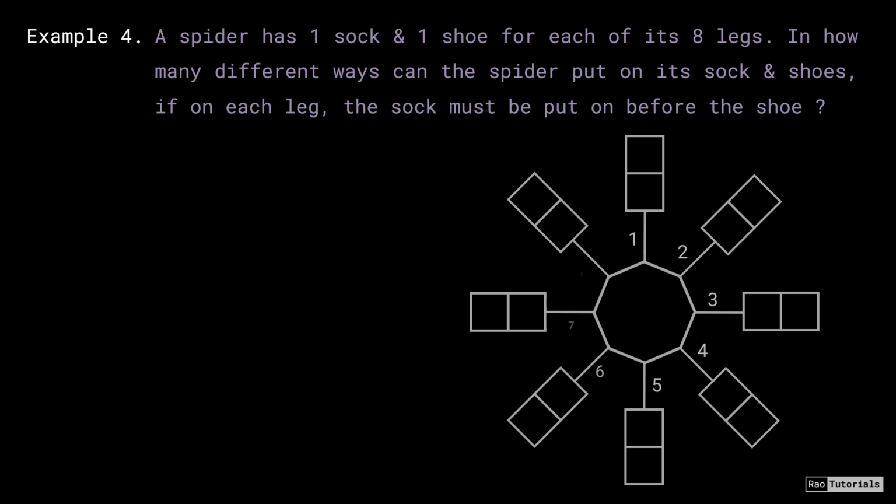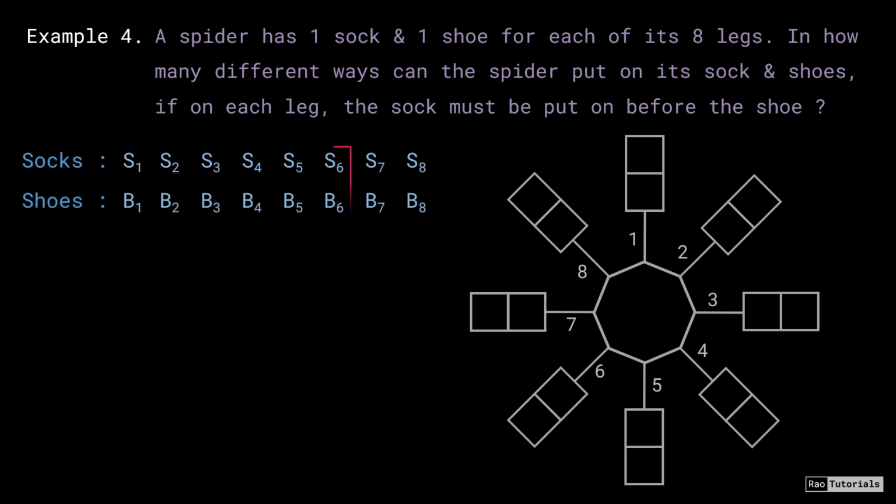Let us number these legs so that we can assign them their pair of sock and shoes. Let S represent the socks and B represent shoes, where this pair, for example S6B6, belongs to the 6th leg, or this pair S3B3 won't go with any other leg except the 3rd leg. We need to find the number of ways in which this spider can put on these 8 pairs of socks and shoes so that on any leg the sock goes before the shoe.